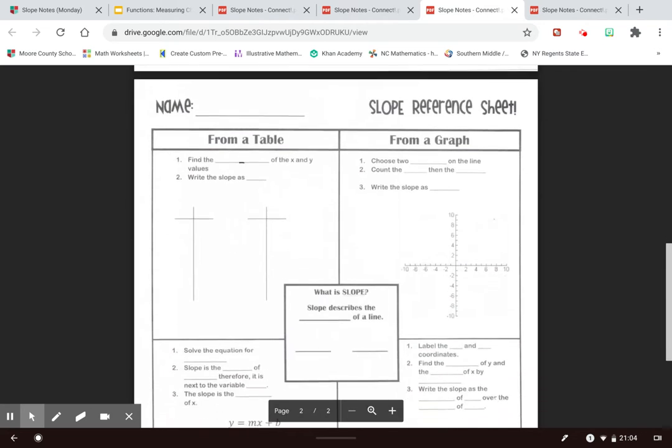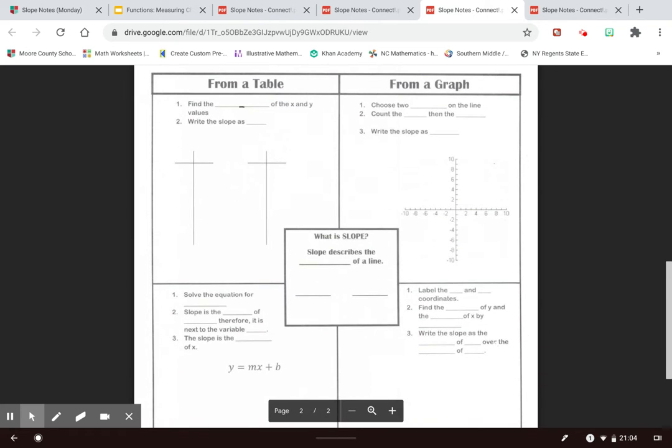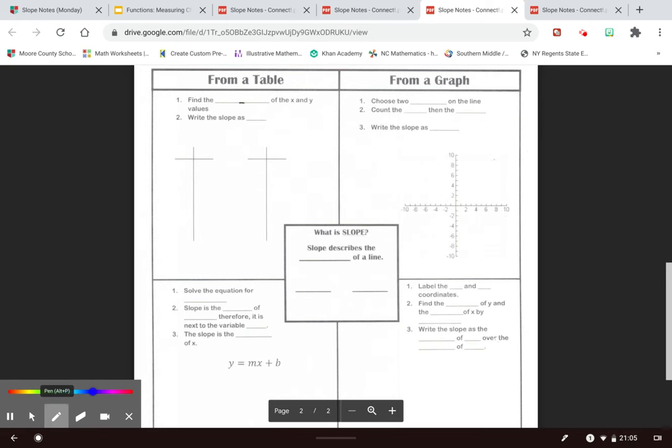Now, if we move on then to our slope reference sheet, we're going to learn how to read and compute slope from a table. And remember, a table of values is nothing more than an arrangement of ordered pairs that can be used to graph a line. So when you're looking to compute slope from a table, you're going to find what we call the pattern of the x and the y values, and then you're going to write slope as a ratio.